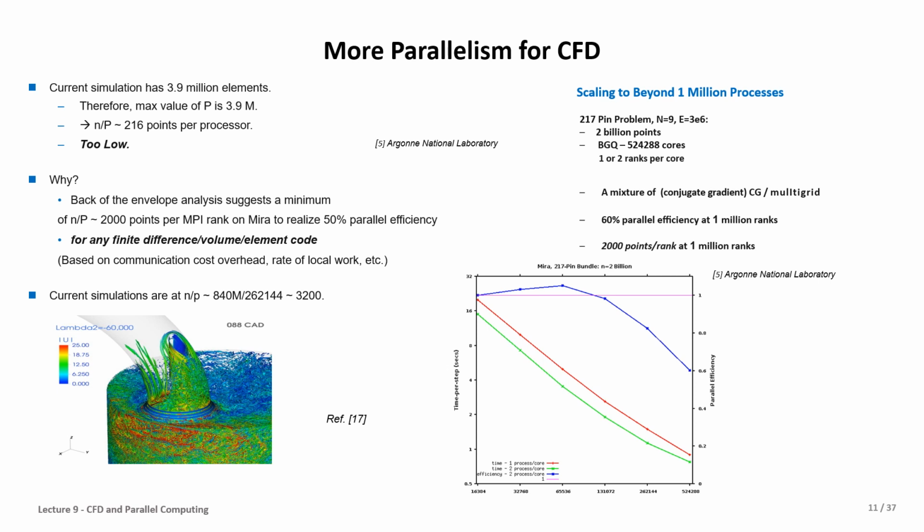For the current simulation, there are 814 million points divided by 262,144 processors, which led to 3,200 points per processor, which means it's much more than 2000 points, which is essential. As the suggestion said, the minimum should be 2000 points, but here we have 3200.